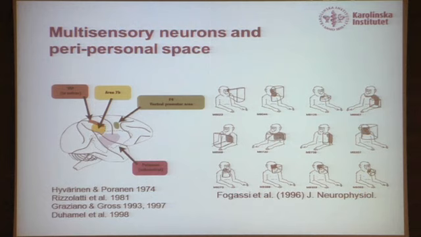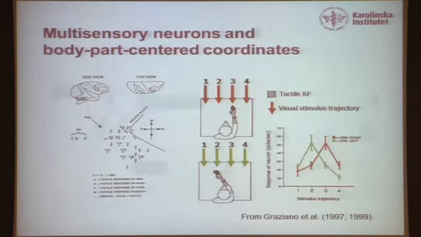Or if you interact with objects in the world, you need to have such a system. And this system has been studied very extensively by Graziano and his colleagues. And they have shown that the neurons in these areas encode these stimuli in body part-centered coordinates, in coordinate systems that are centered on specific body parts. So if the monkey moves his arm, the so-called visual receptive fields move along with the hand.